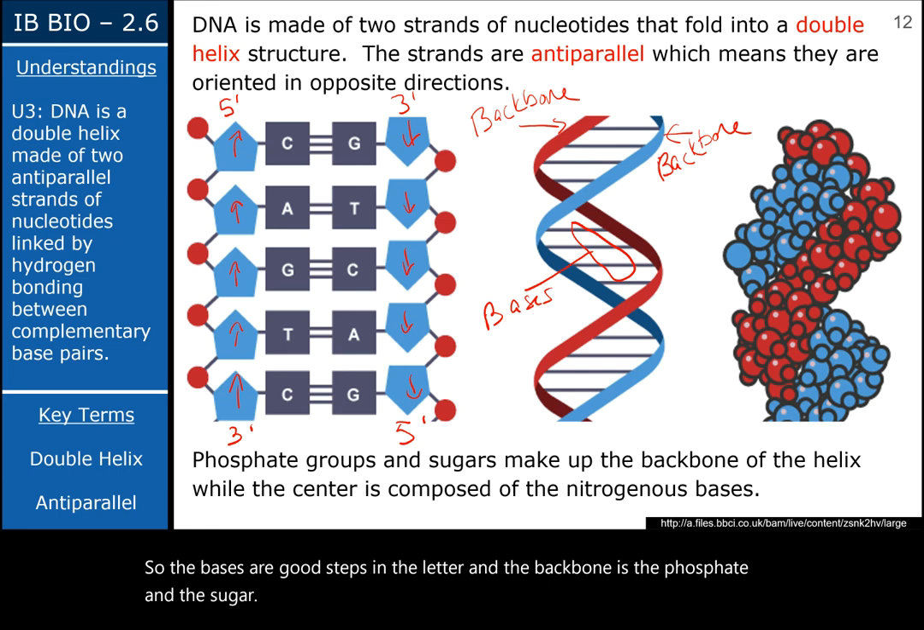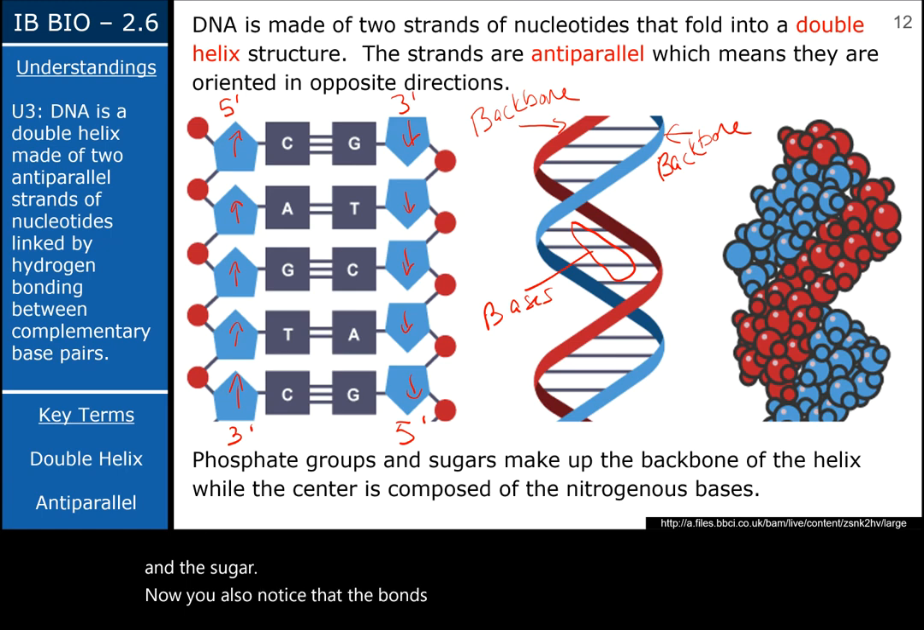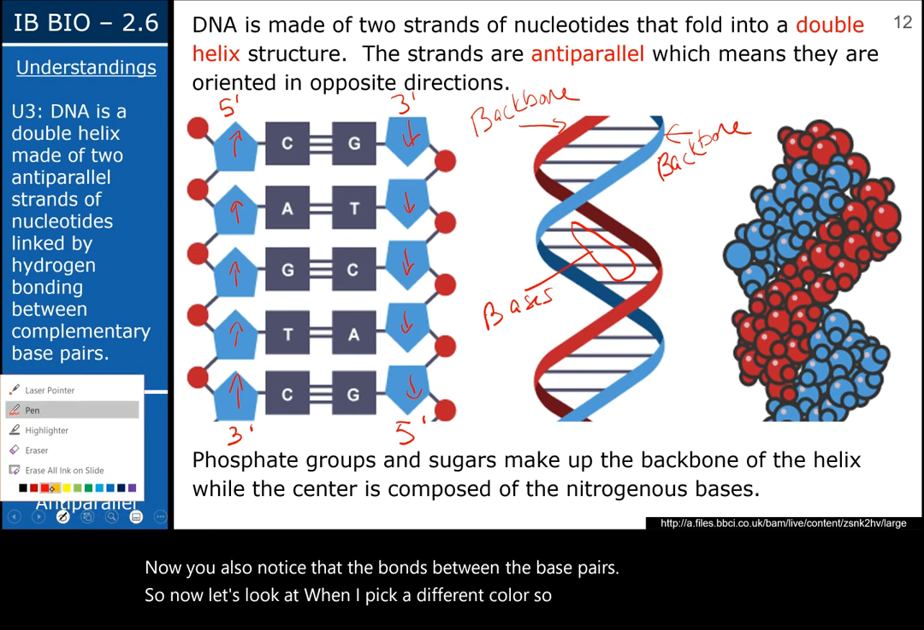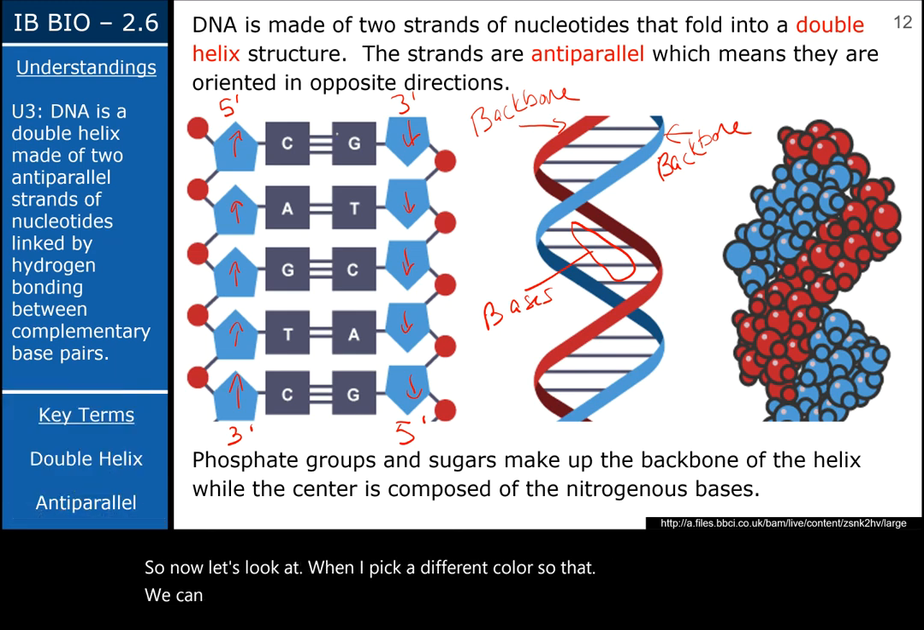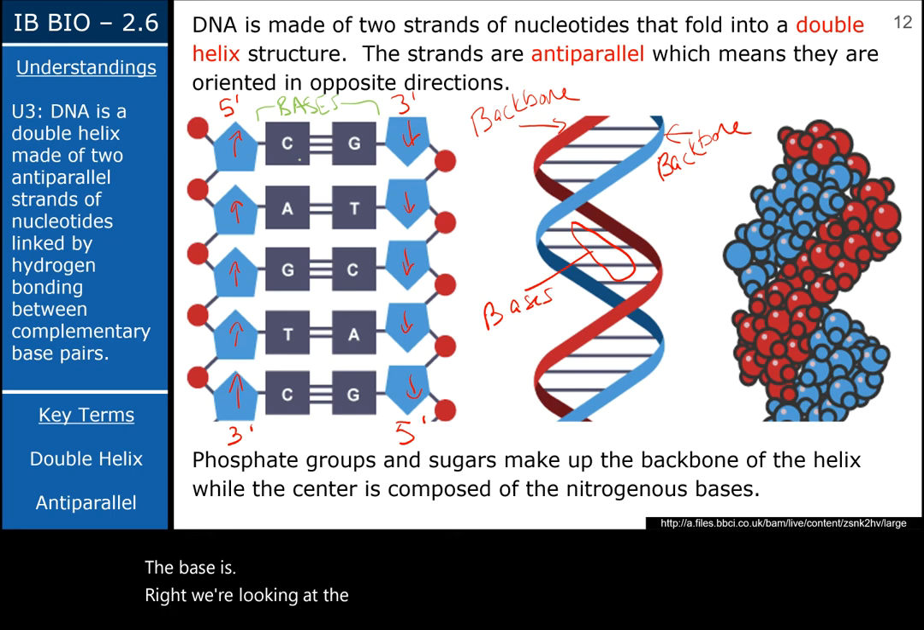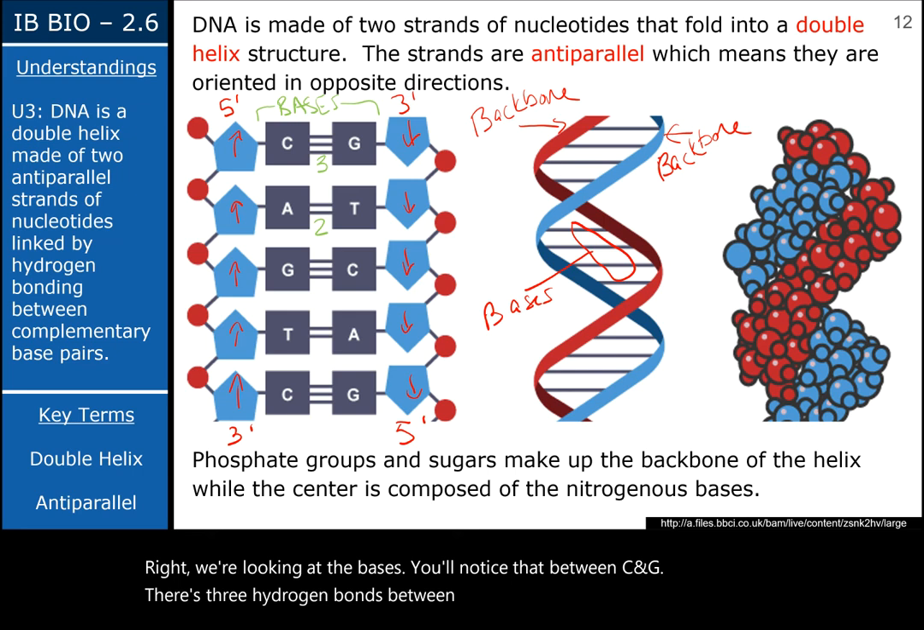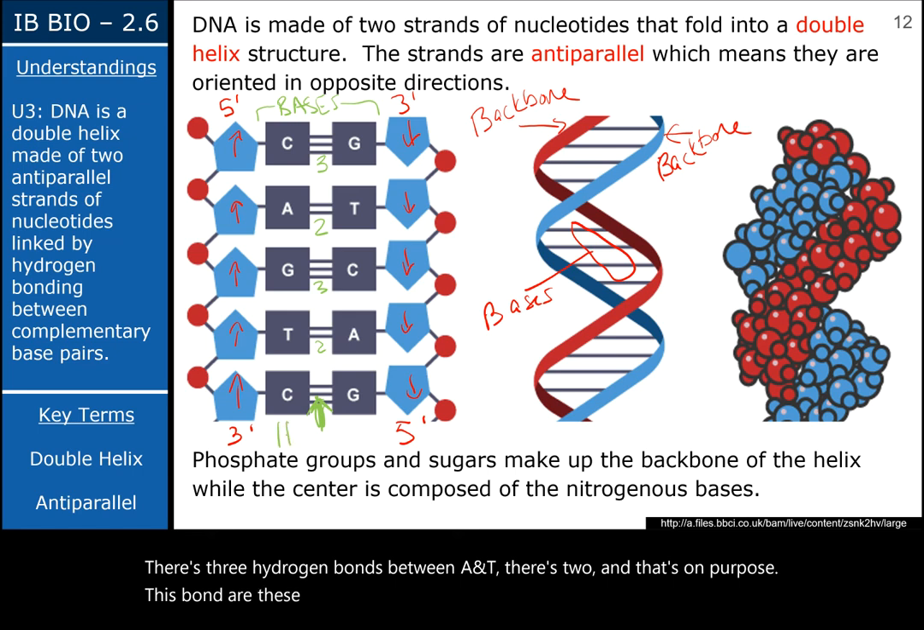Now you also notice the bonds between the base pairs. I'm going to pick a different color so that we can see. Okay. So now we're looking at the bases, right? You'll notice that between C and G, there's 3 hydrogen bonds. Between A and T, there's 2. And that's on purpose. These bonds are hydrogen bonds.